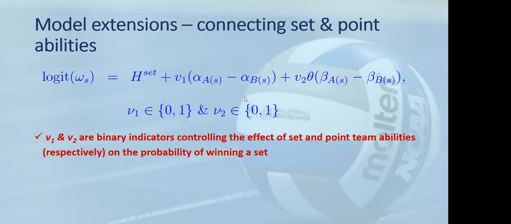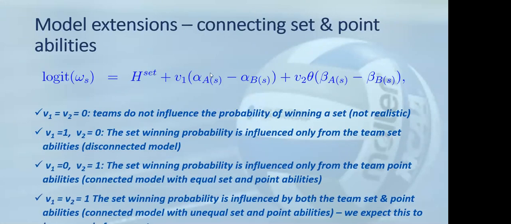And here we have the original abilities of the sets, and here we have the abilities from the points, and we have put both of them in the probability of winning a set. Here, these indicators are binary indicators taking values 0 and 1, and they control whether we should put this component or this component in this linear predictor. So if you take the combinations of these V1 and V2 indicators, we have 4 different models. The first one is the model in which the probability of winning a set is not influenced by teams, which is the constant model, totally unrealistic. So we do not gain much if we use this approach.